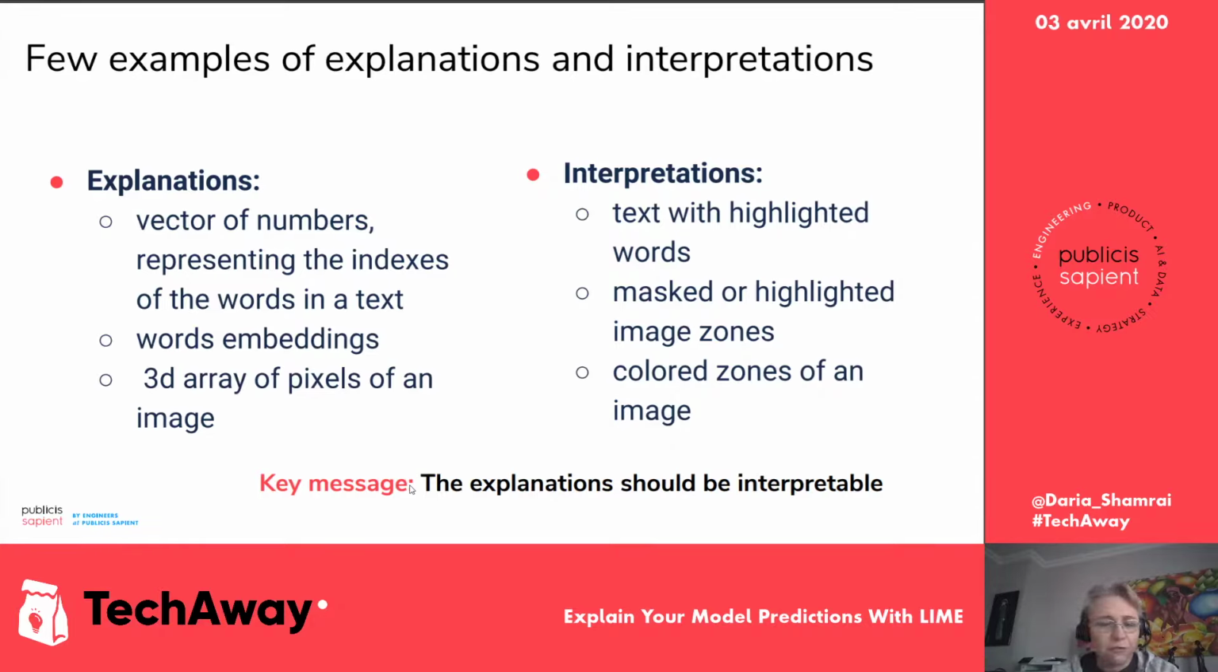So same for images. You make a classification. You want to know if it's a cat or a dog, and your explainer returns a 3D array of pixels of the image, and it says, wow, here is your explanation. This is what I think about it. Indeed, I think masked or highlighted image zones will show you, for instance, that the ears of the cat were the key decision driver for the model to decide that this is a cat, it's not a dog.